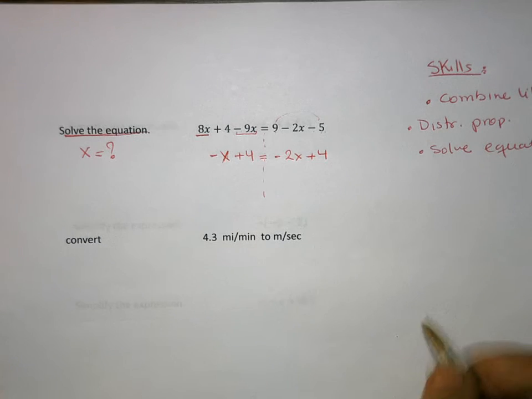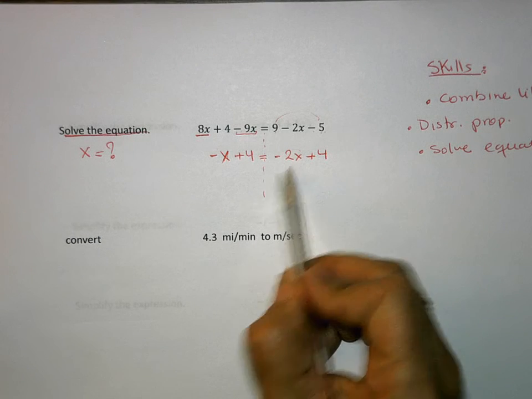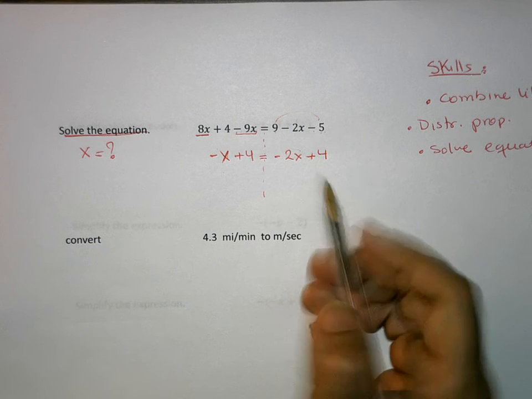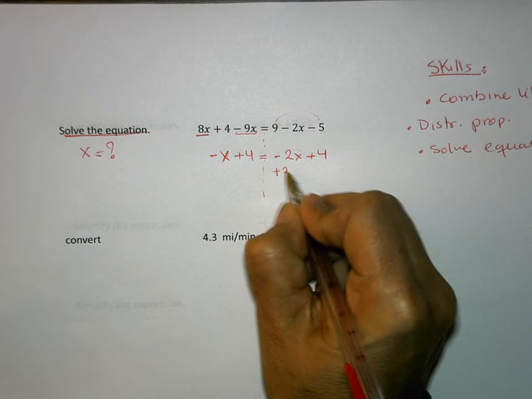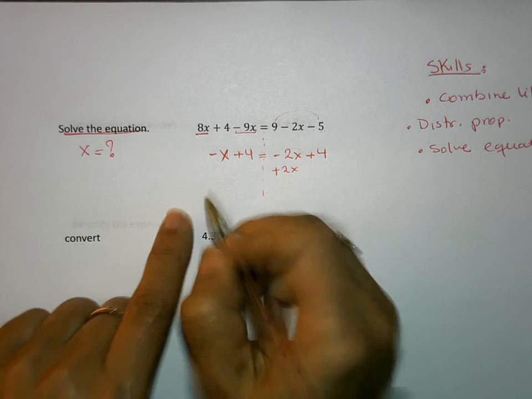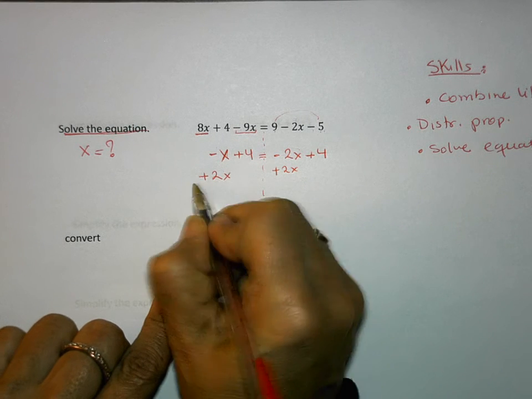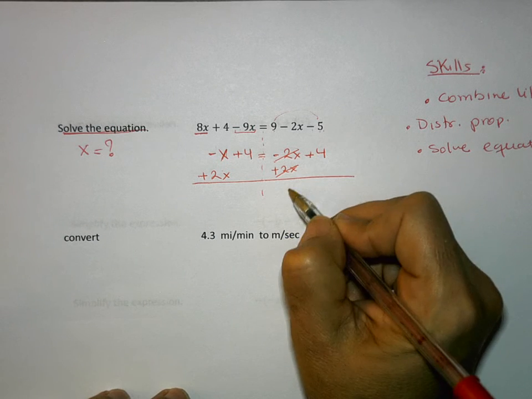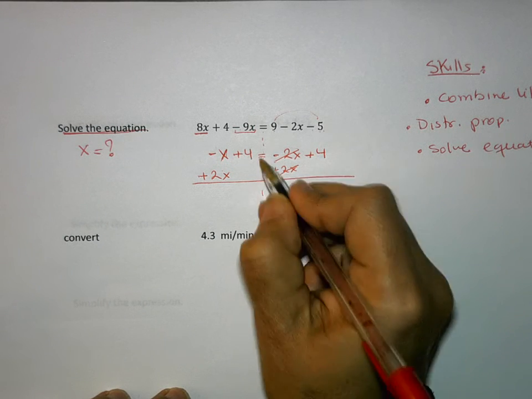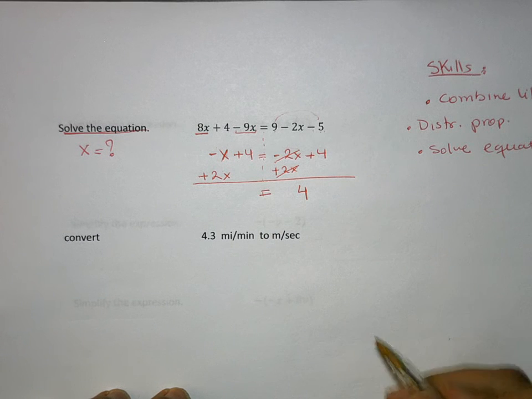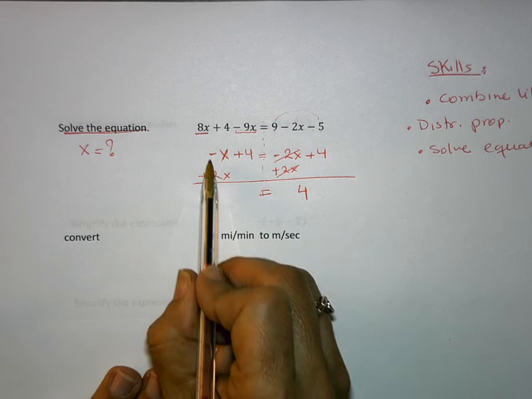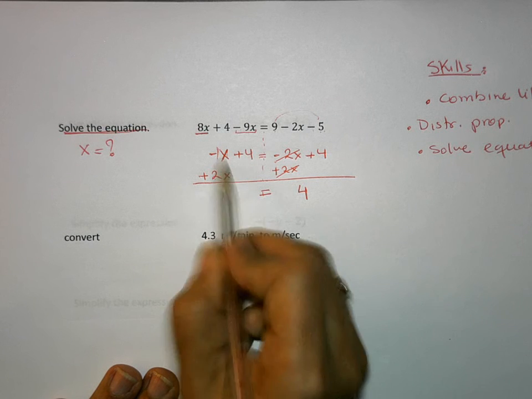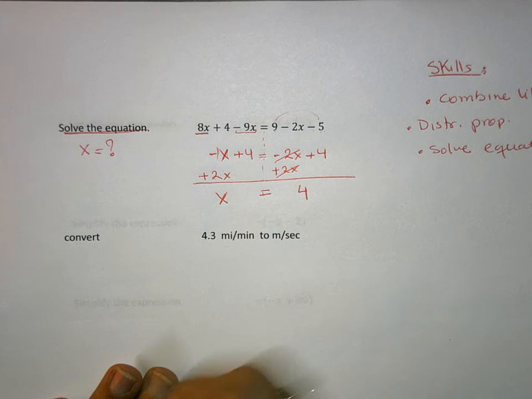Then I'm going to try to move the variables to one side and the non-variables, just regular numbers, to the other side. So I'm going to go ahead and add 2x, but if I add it to the right, I better add it to the left, plus 2x. Okay? So negative 2x with a positive 2x becomes 0. And on this side, we only have a 4. Over here, we have a negative 1x, but a positive 2x. So we end up with just a 1x plus 4.